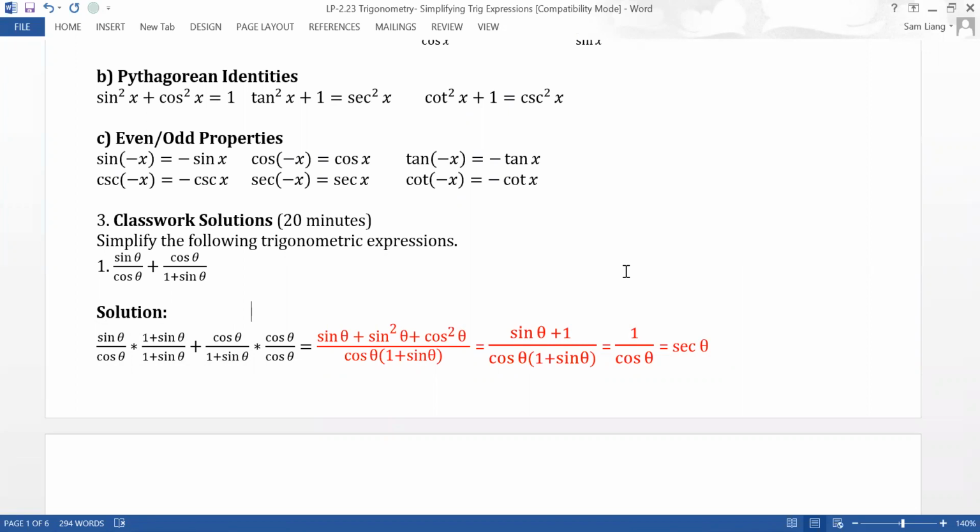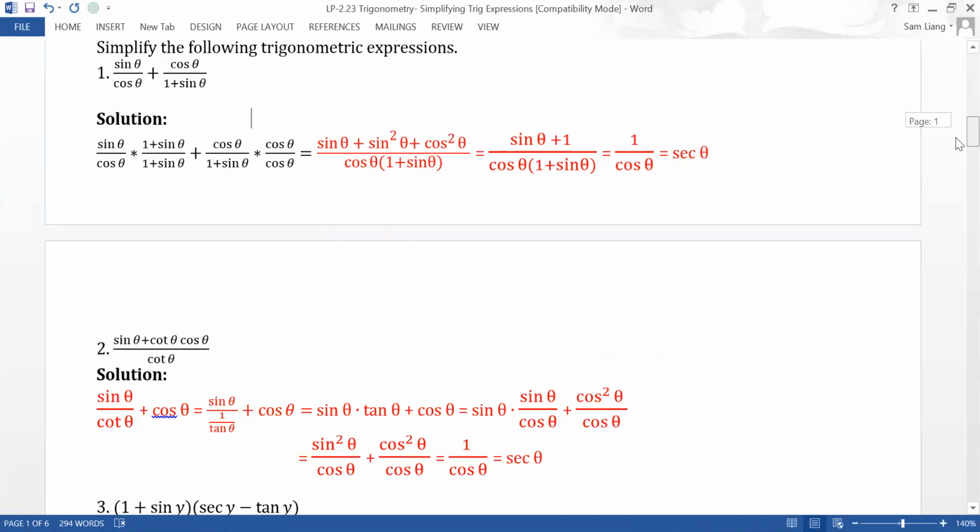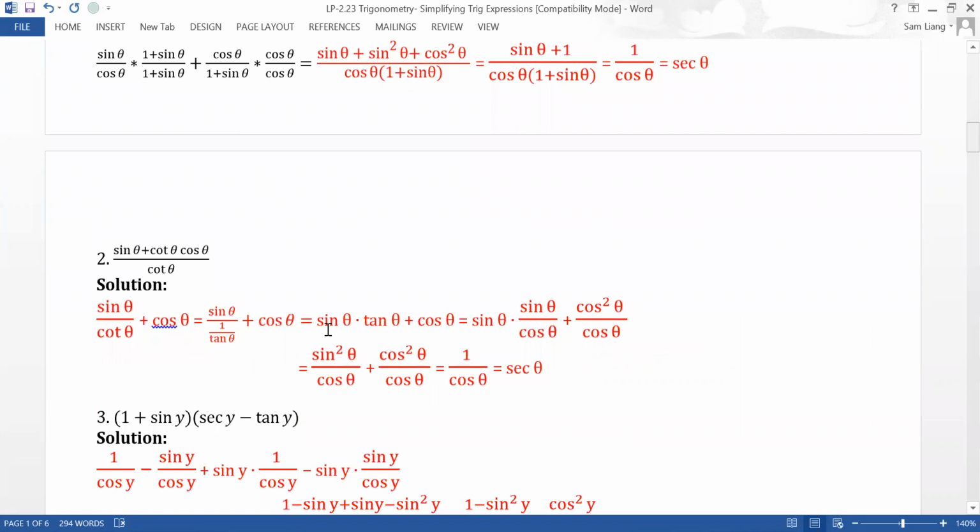Yeah, Dorothea? I think I got cosecant. Cosecant. Okay, let's see. This one. Oh, this one's actually also secant. Okay, but let me go through it.